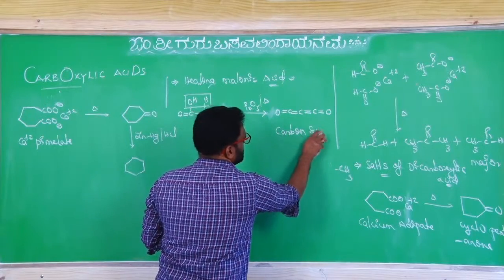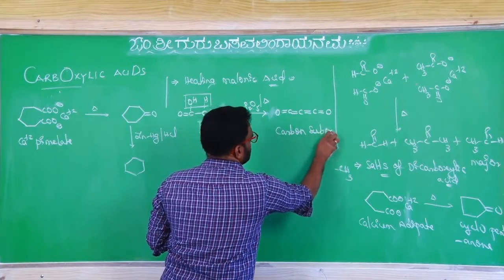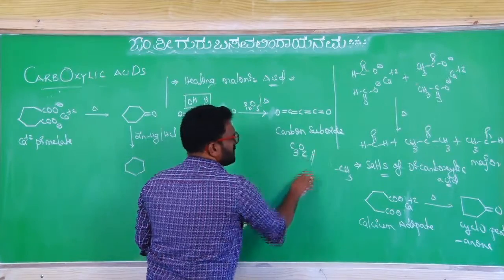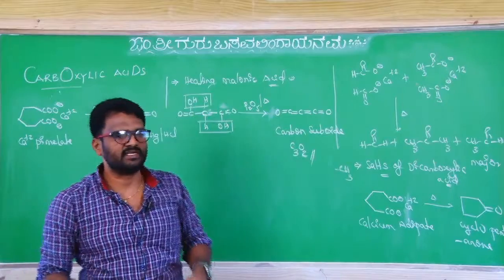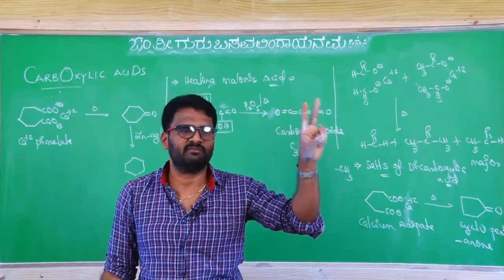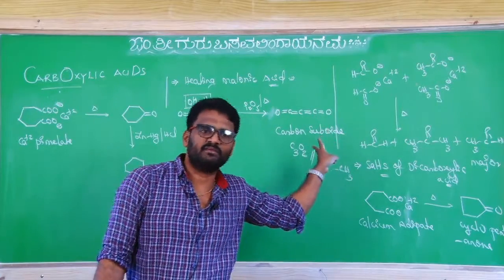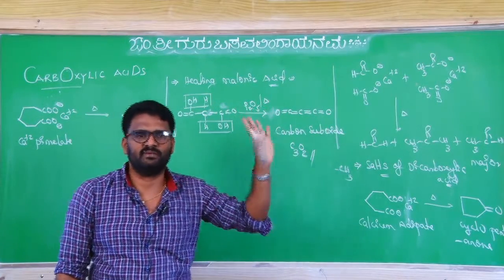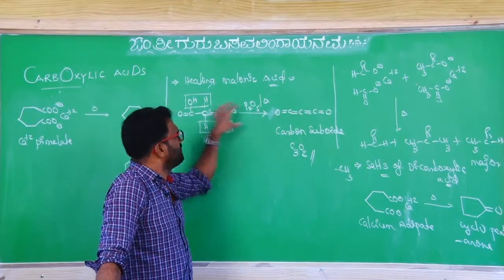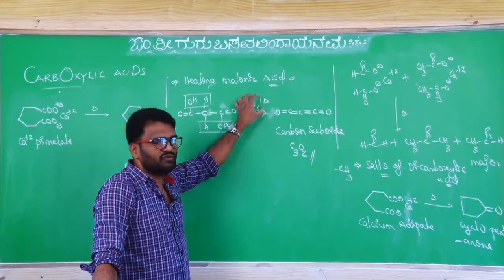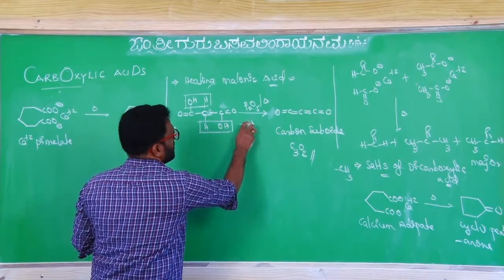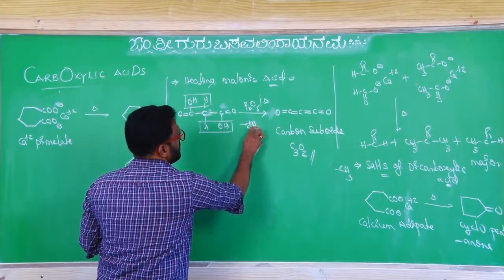Carbon suboxide. Carbon will form how many types of oxides? 3 types of oxides. One is carbon monoxide, another is carbon dioxide, another is carbon suboxide. These are the 3 oxides of carbon. How will you get this carbon suboxide? On heating malonic acid with P2O5. This is only dehydration. There will be a loss of 2 moles of water.